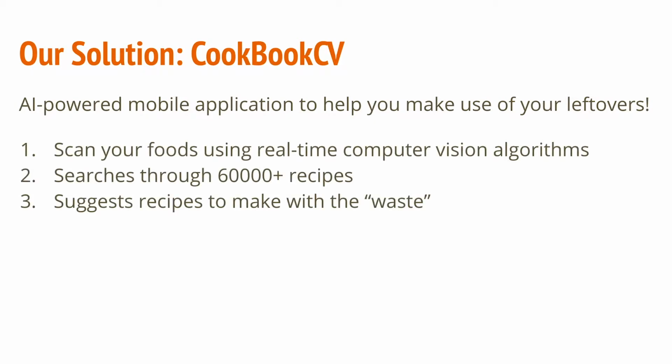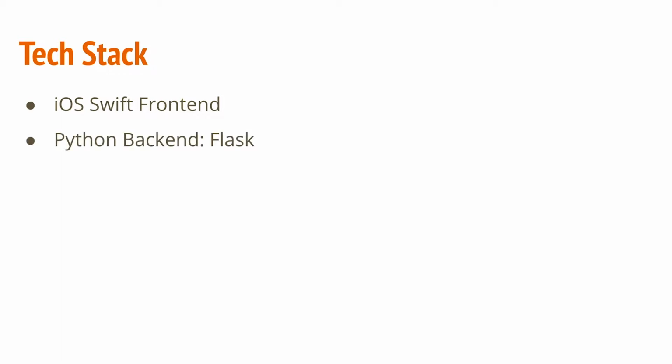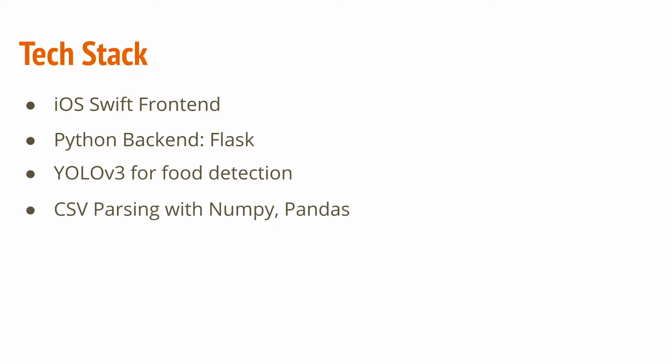CookBookCV allows users to scan their foods using real-time computer vision algorithms. Next, we search through 60,000 recipes and suggest which recipes a user can make with their wasted food. Our tech stack includes iOS and Swift for the front end, a Python Flask API for the back end, YOLO version 3 for food detection, and CSV parsing with NumPy and Pandas.